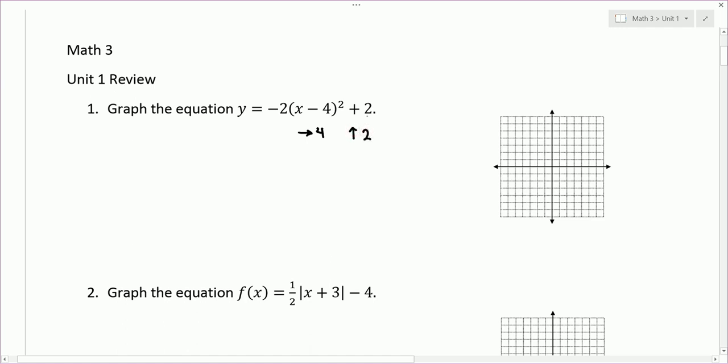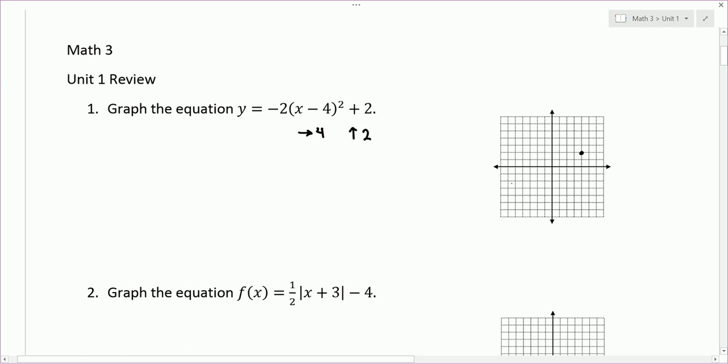So we can get our first point by knowing the parent graph of a quadratic has a point at 0, 0. If we take that point from 0, 0, and move it right 4, up 2, we get a point on our new graph. So from 0, 0, move right 1, 2, 3, 4, up 2, and there's a point from our graph.